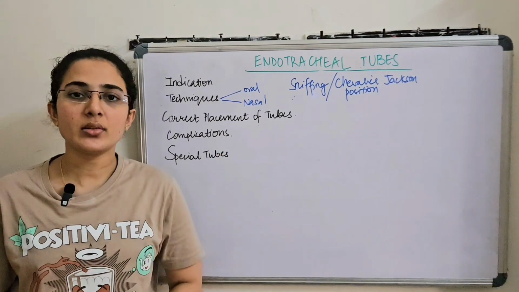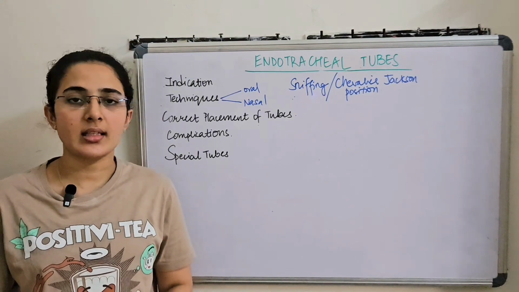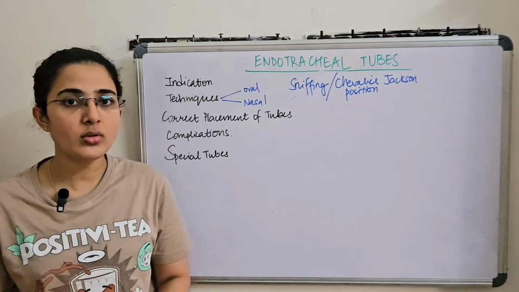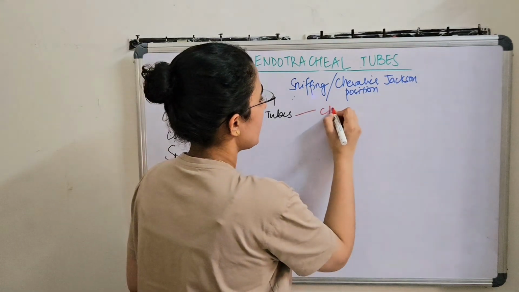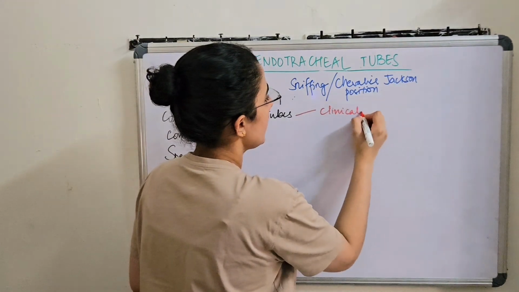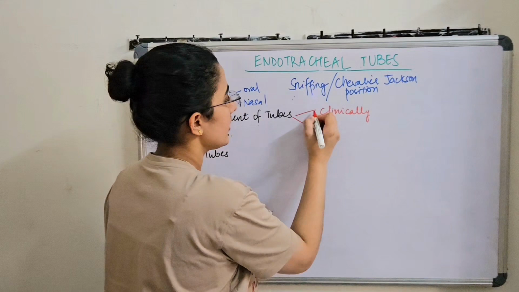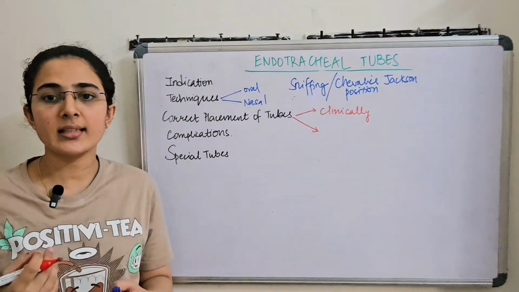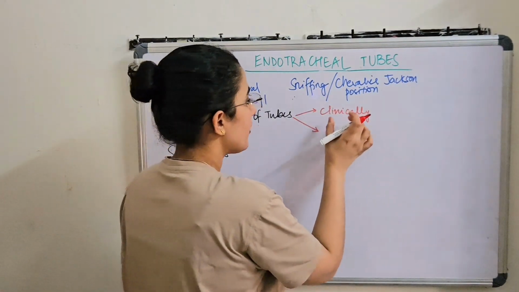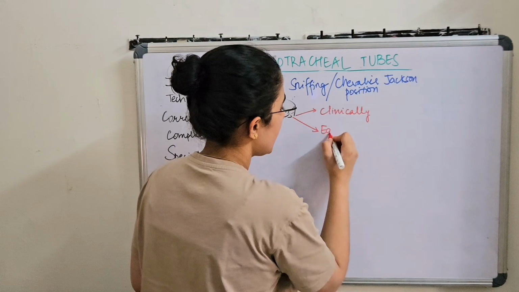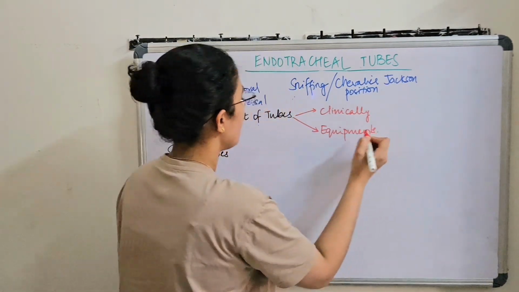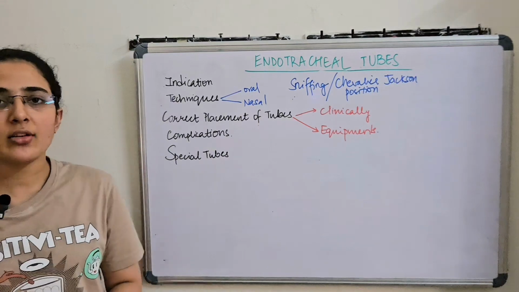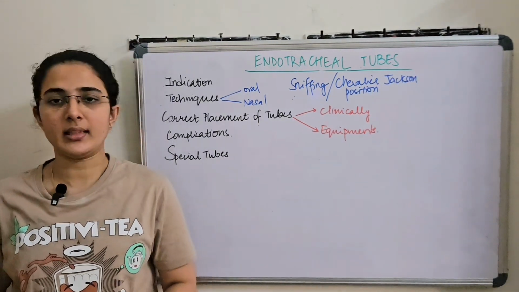The correct placement of the endotracheal tube can be found out clinically, or by using certain equipment. First are the clinical examinations, where we find out that we are in place, or we have certain equipment which will help us find out that we have placed the endotracheal tube correctly.